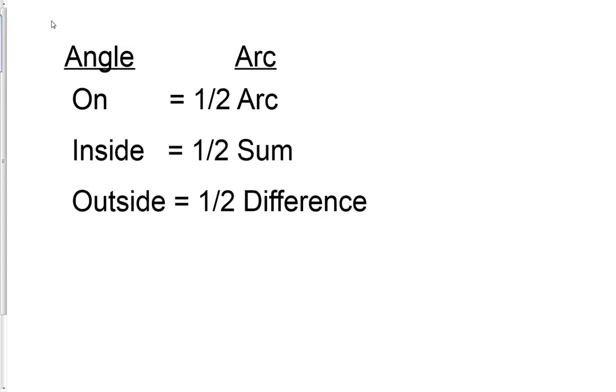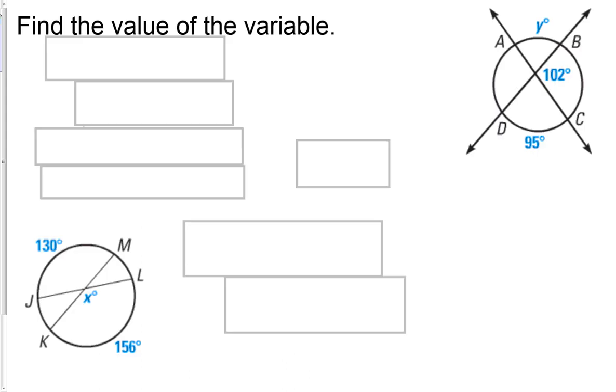Here's how they simmer down, trying to make all those formulas into a couple. If we are on the circle for our vertex, our angle equals half the arc. If we are inside the circle, angle equals half the sum of the arcs, so we have two different arcs that the angle belongs to. If we're outside the circle, we're half the difference: half the large arc minus the small arc, the intercepted arc minus the other one.